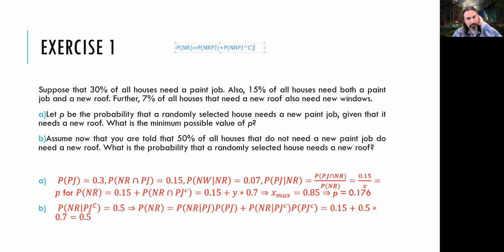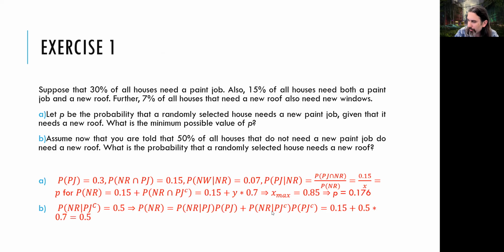Okay. What's the probability that a randomly selected house needs a new roof? We are going to have to calculate a new roof part. So we already know that it's going to be calculated like this. We are conditioning on it, and we already know that this part is 0.15 because this part is equal to this one. Okay, because it's equal to this one anyways. So we are going to look for this one.